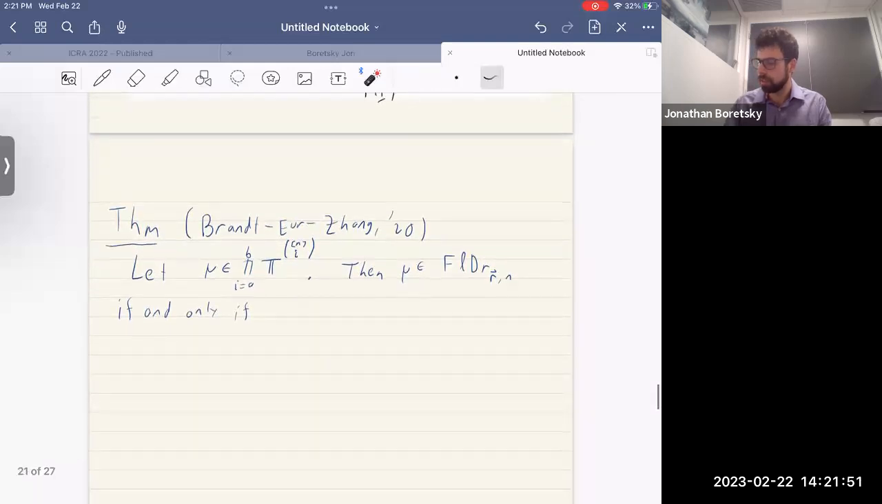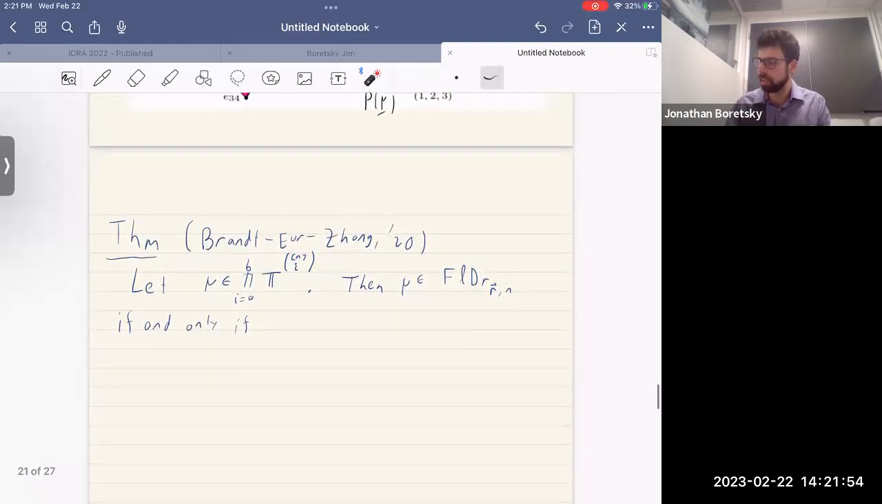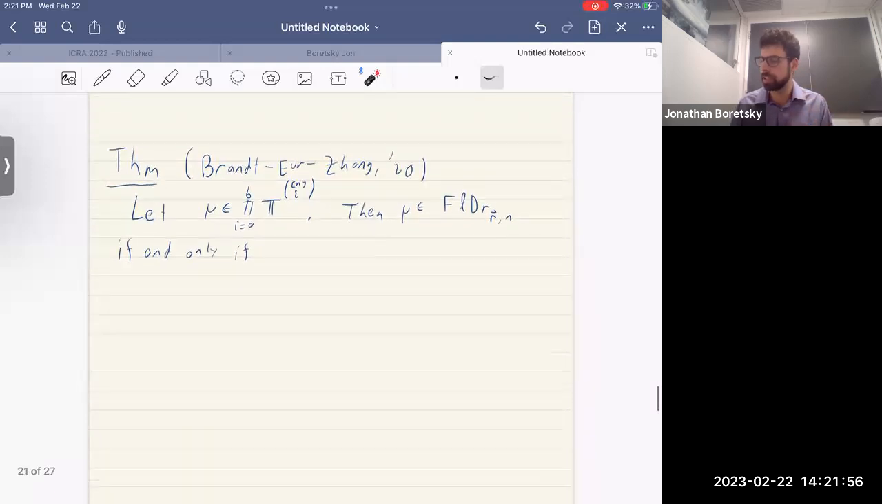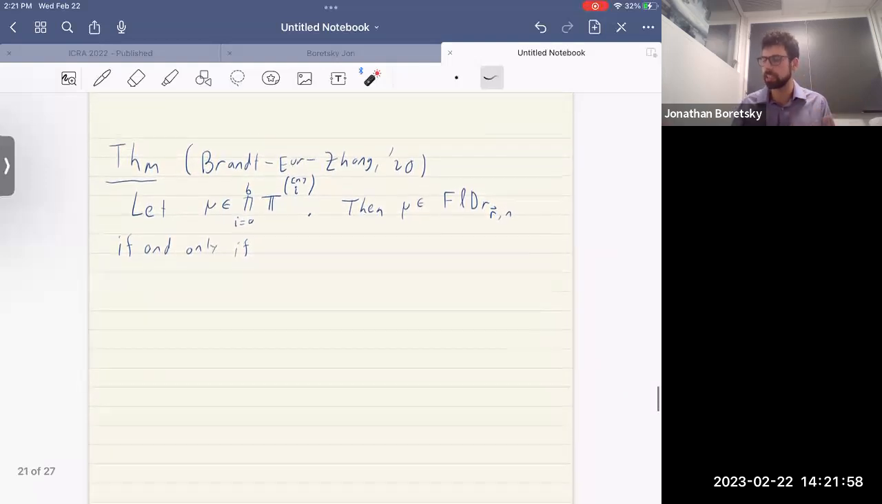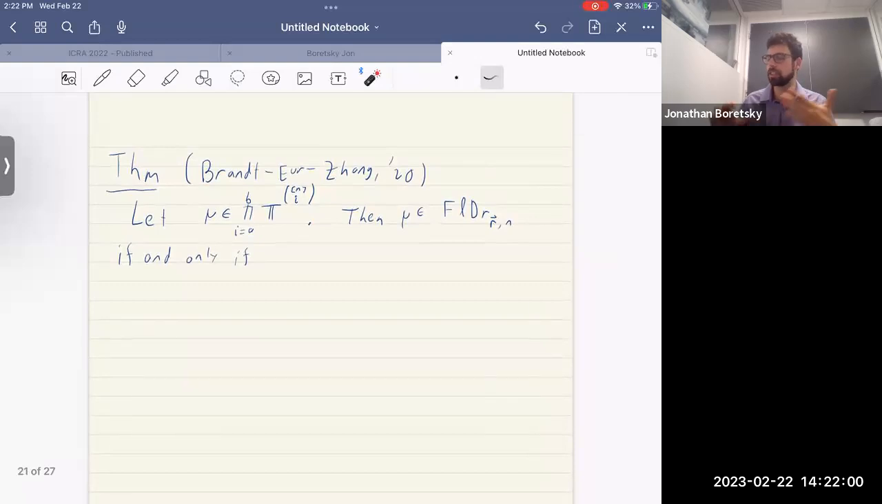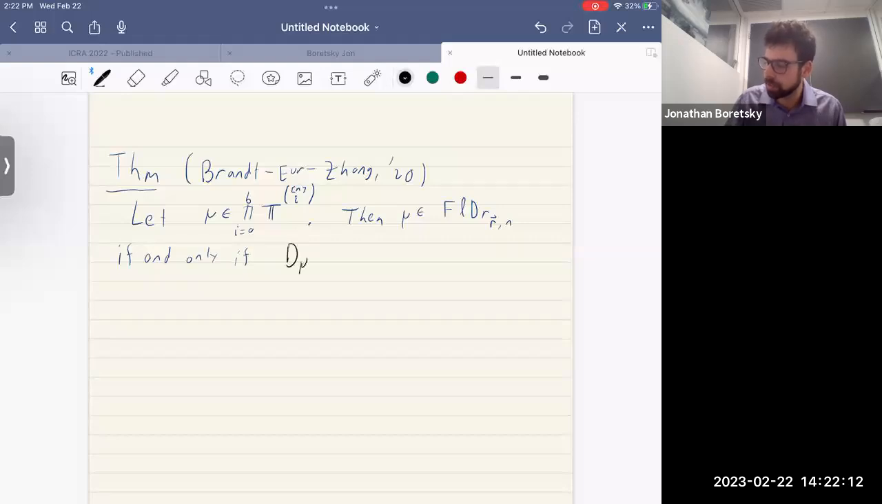Now, let's forget about the non-negativity for a second. Let's just look at the general case. If you have a point in the flag Dressian, now this is not the non-negative flag Dressian, then Brandt and Zhang showed that mu is in the flag Dressian if and only if this subdivision I defined up there is a subdivision such that each face is a matroid polytope.